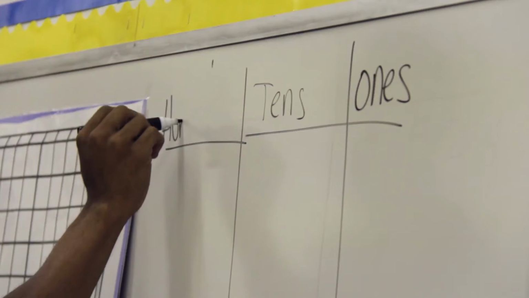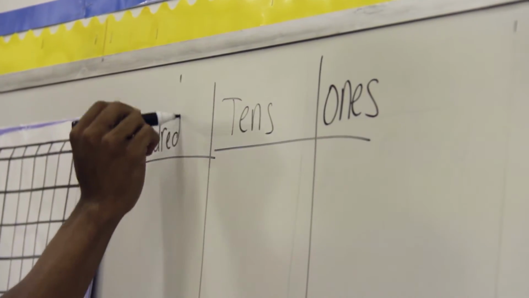The standard, it is place value. The students have to master place value with 3-digit numbers: ones, tens, and hundreds.